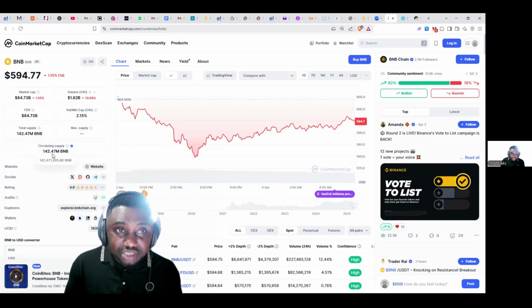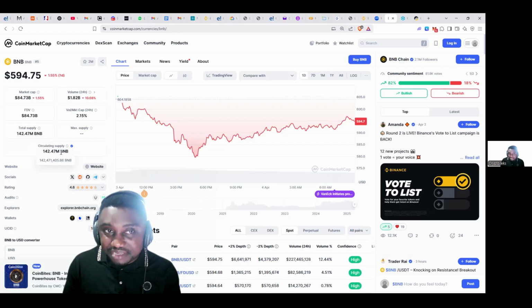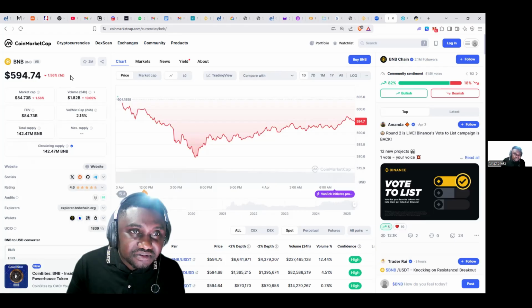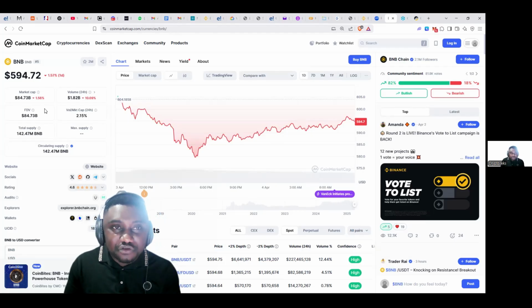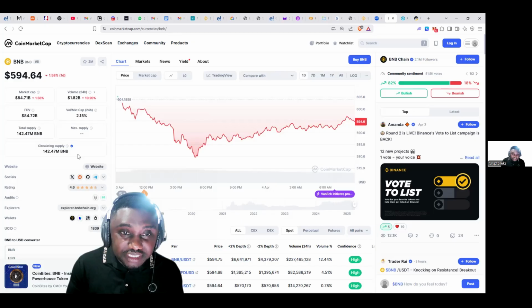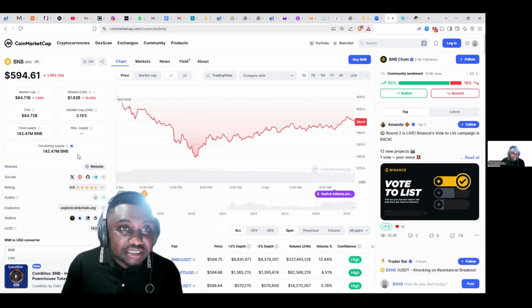The circulating supply is what? 142.47 million BNB, which means that the entire BNB has been mined. Because BNB is a proof of stake algorithm, we can say that all the BNB has been mined already. So as it stands now, BNB will be able to validate more transactions using its stake on the network. That is a bit deeper for a beginner, but just understand that.